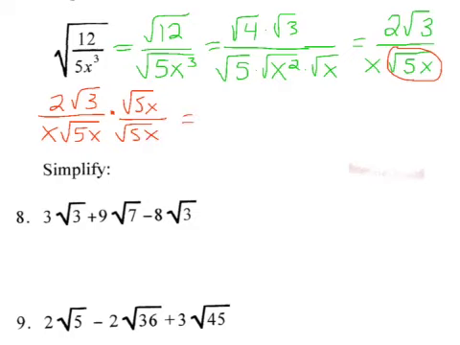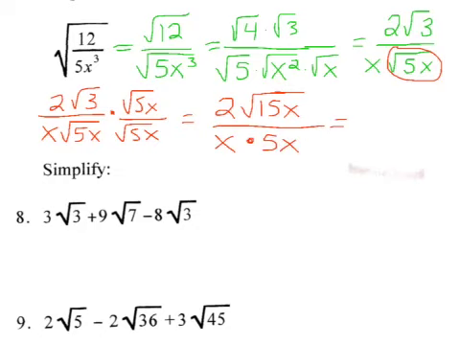So the numerator will be 2 square root 15x, and the denominator will be x times 5x. And we can simplify one more step as 2 square root 15x all over 5x squared.